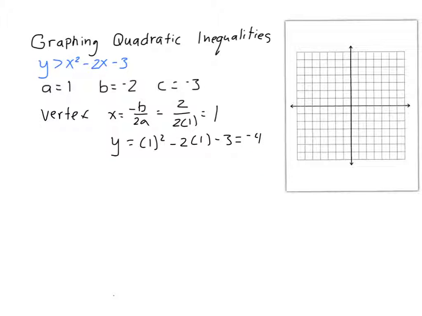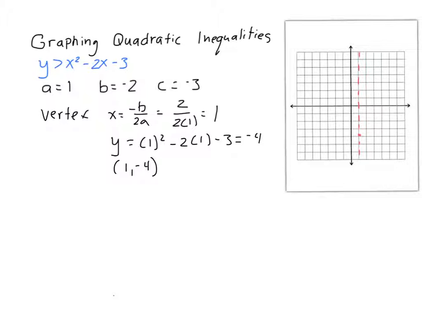Now we're going to take the x and y coordinates and put them together to find the ordered pair for our vertex, which is the point 1, -4. Let's go ahead and plot that point on our graph. We can draw in our axis of symmetry. And now we're ready to find our y-intercept.